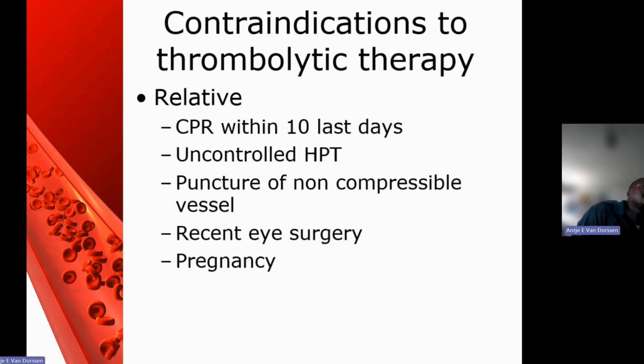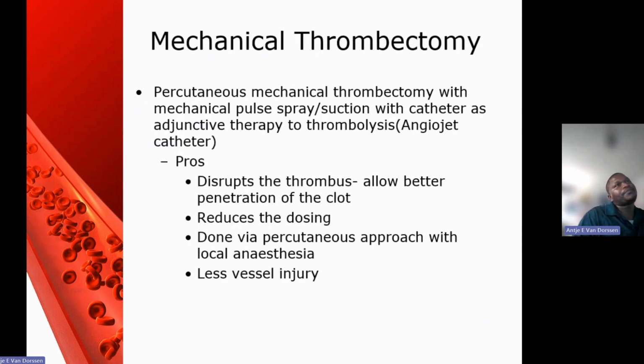And then the relative contraindications would be a patient that has had CPR within the last 10 days. Not sure why CPR would feature, but it is also a relative contraindication. And patients with uncontrolled hypertension, puncture of an uncompressible vessel, and recent eye surgery, also pregnancy.